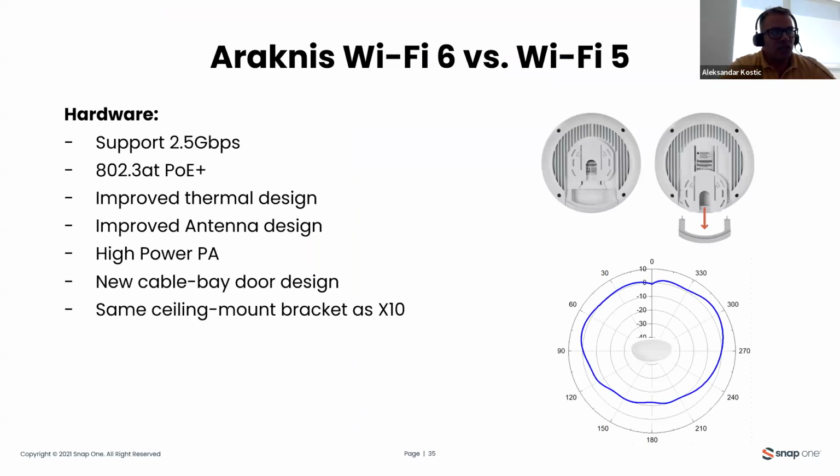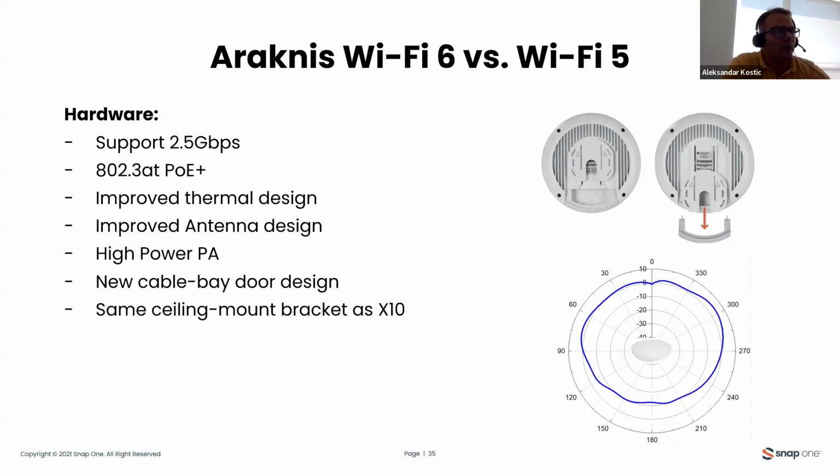Regarding the advantages of Wi-Fi 6 compared to Wi-Fi 5, first of all, speeds and throughputs, because the 802.11ax protocol is supported. They accept 320, they have a 2.5 gigabit Ethernet port, and they are PoE plus. Improved from the hardware point, they have improved thermal design and antenna design, high power, and a new cable bay, like a plastic cover for the cable coming into the access point.